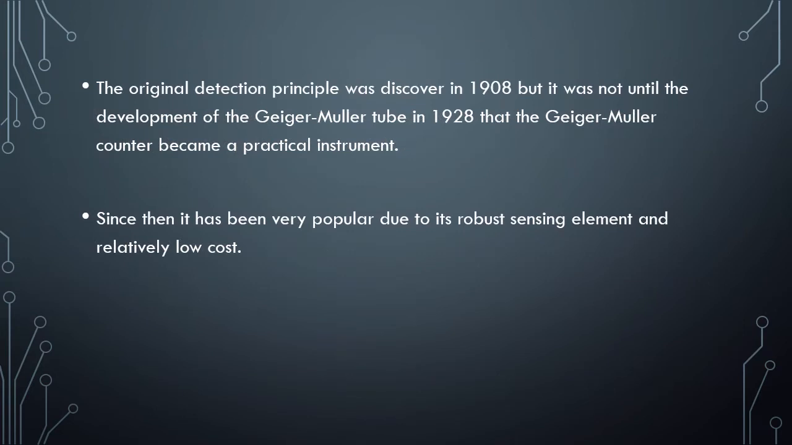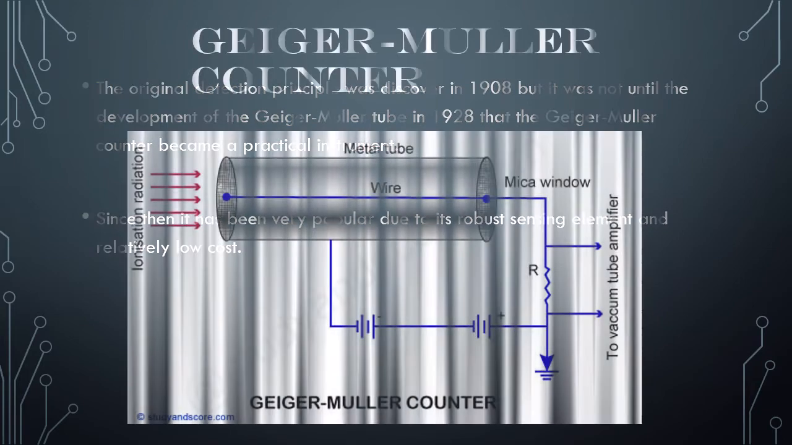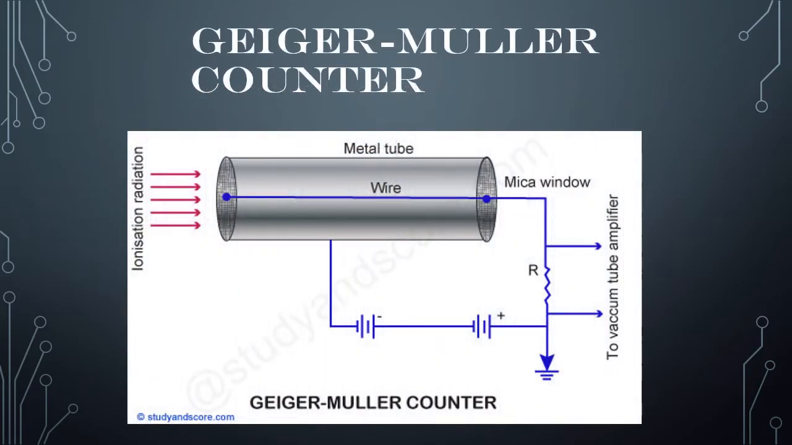The original detection principle was discovered in 1908, but it was not until the development of the Geiger-Müller tube in 1928 that the Geiger-Müller counter became a practical instrument. Since then it has been very popular due to its robust sensing element and relatively low cost. This is the diagram of the GM counter.